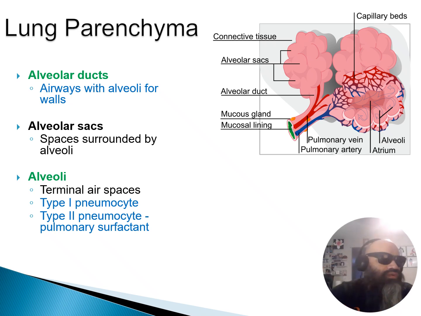Your lung parenchyma consists of the following structures: your alveolar ducts, sacs, and alveoli. It looks like a broccoli, a stalk and floret, if you want to think of it that way. Get familiar with where the pulmonary vein and artery are located, and the alveoli in relation to the blood capillary beds as well.